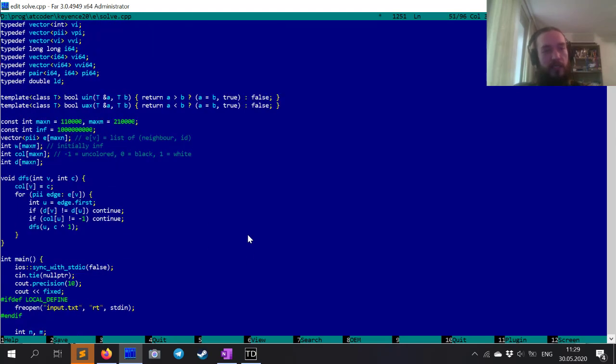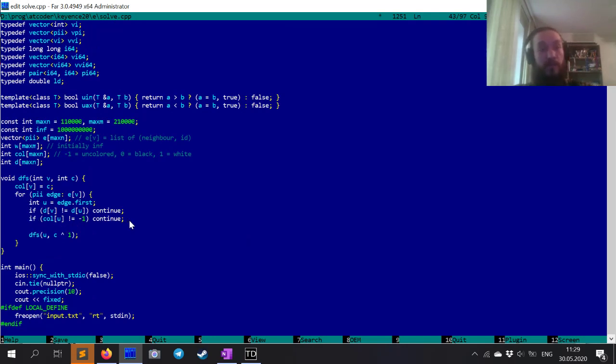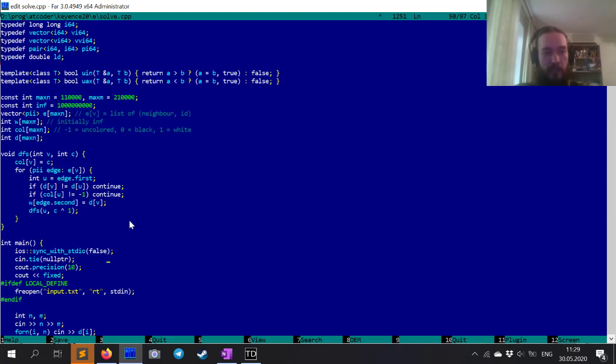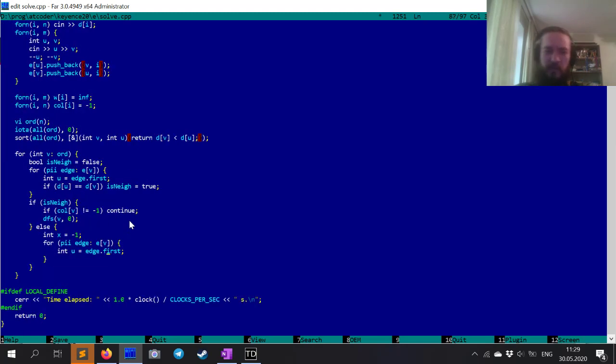Oh, in the DFS, we forgot to color the edges, right? So in this case, we have to color the edge between V and U. We need to put the edge to be equal to the weight of this edge, which is given by its index, which is the second element of the pair. It just has to be dV, right? Okay. So this now does everything we want in the DFS part.